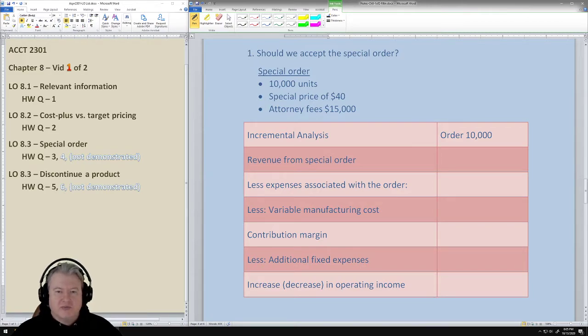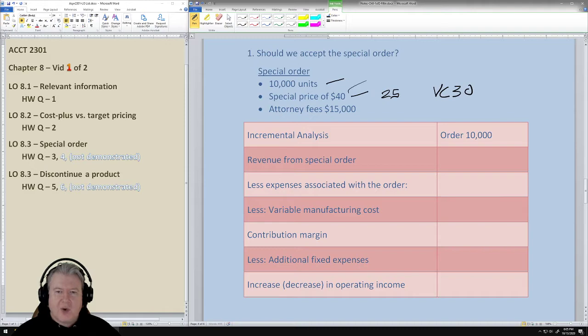So here, something similar, we've got still 10,000 units. Now the special price has gone up to 40. Well, that's a big jump up from 25. Was 25. But there are extra fees. There's extra fees with this for exportation, some export fees.